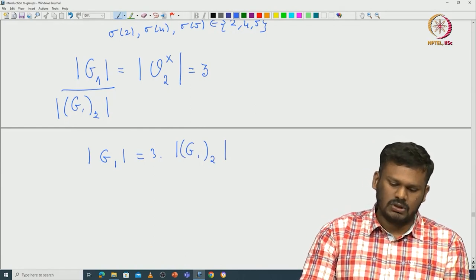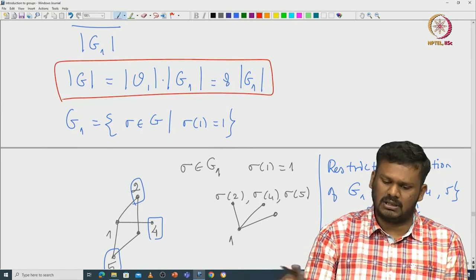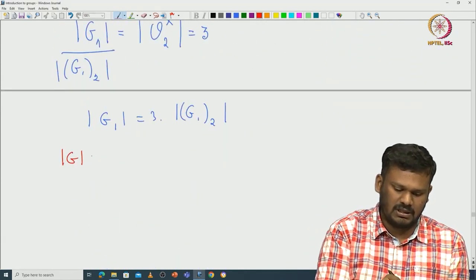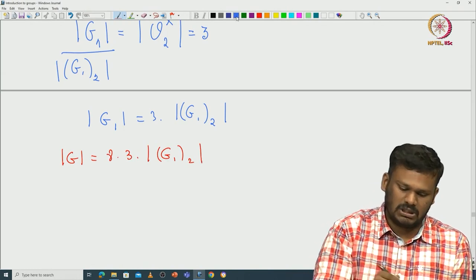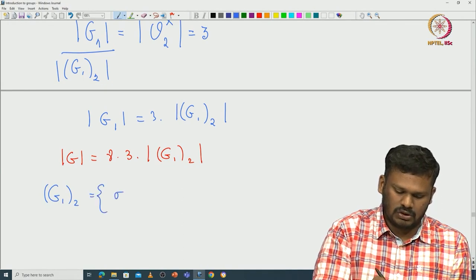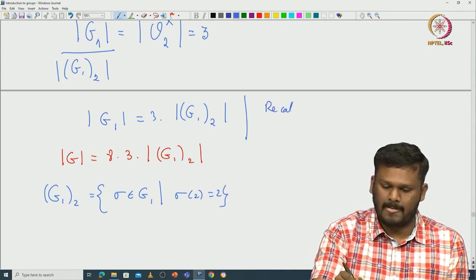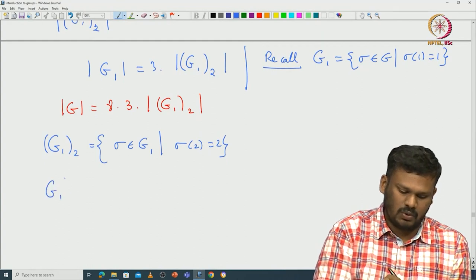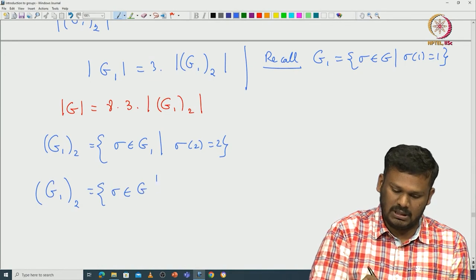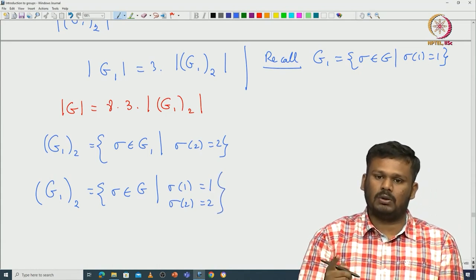So, indeed what we proved is that the cardinality of G1 is 3 times the cardinality of G1 that fixes 2. If you go back to the original equation, the cardinality of G is given by 8 times the cardinality of G1. If you substitute this back, the cardinality of G equals 8 times 3 times the cardinality of G12. But let us recall what G12 is. G12 is nothing but those sigma in G1 that fix 2. But G1 is nothing but those sigma in G that fix 1. So, G12 is those sigma in G that fix 1 as well as 2. So, it fixes both 1 and 2.